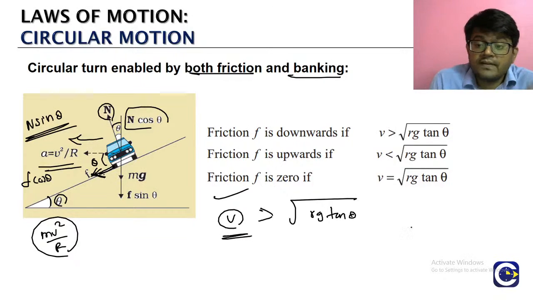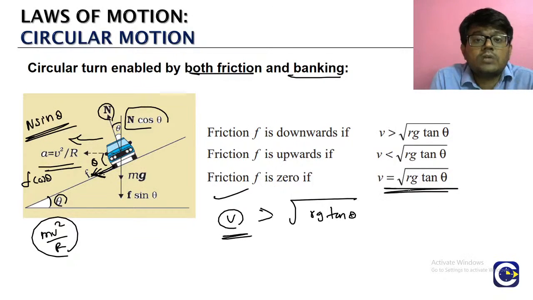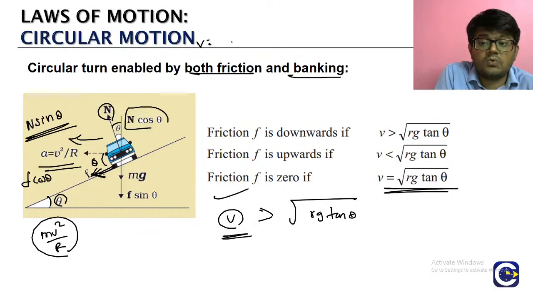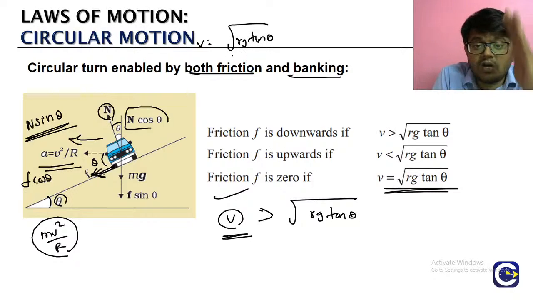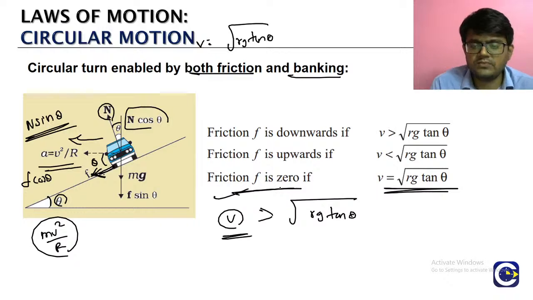If V is exactly equal to root Rg tan theta, this is what we discussed before, right? In the previous case, if we have a velocity exactly equal to root Rg tan theta, then just the normal reaction component itself is able to provide the centripetal acceleration. So there will be no tendency for the car to skid. If there is no tendency to skid, the frictional force will be zero. Friction force will not even be there.